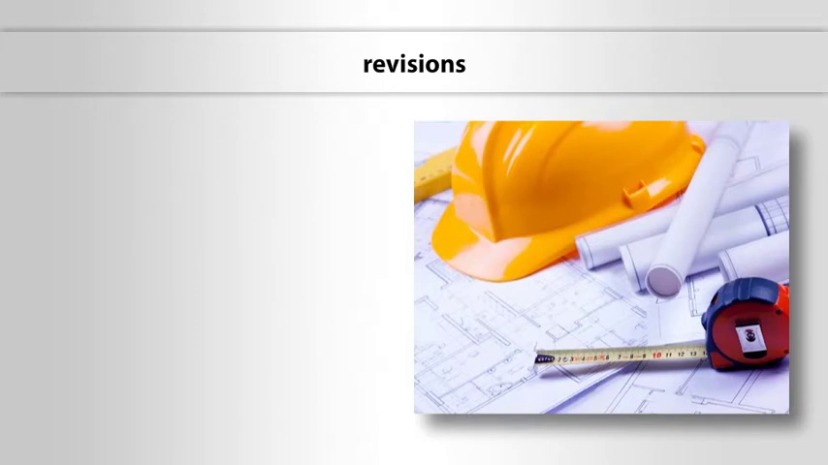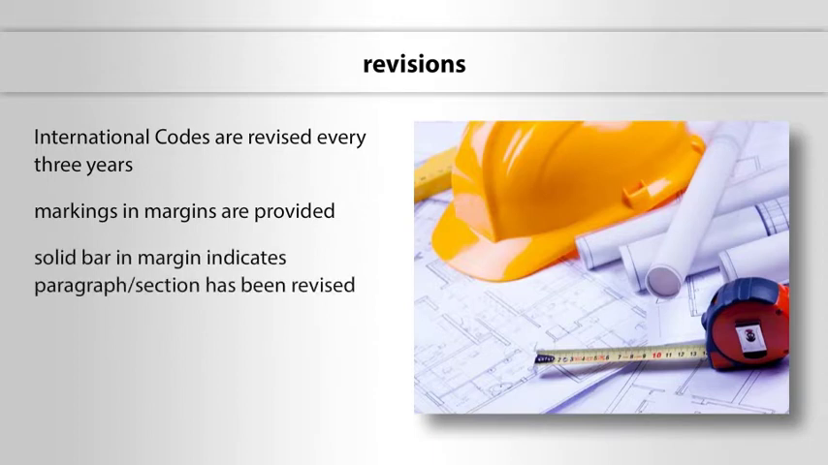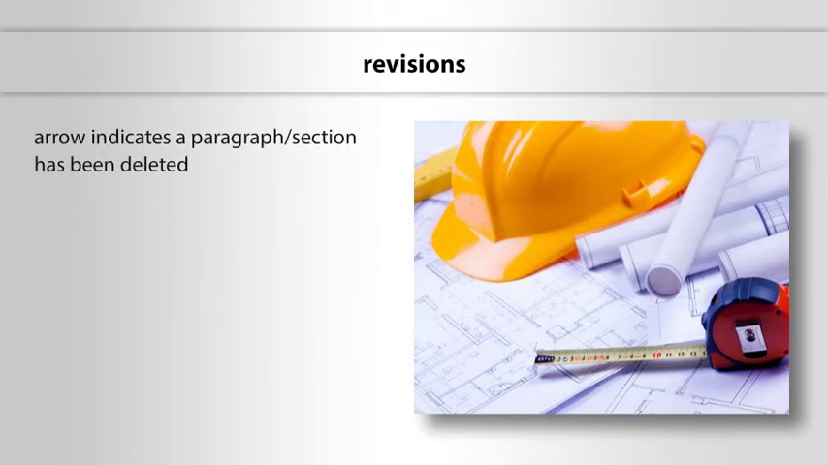As mentioned earlier in this course, the international codes are revised every 3 years. In order to provide users information on what portions of the codes have been revised since the previous edition, markings in the margins are provided. A solid bar in the margin indicates that paragraph or section has been revised since the last edition of the code. An arrow indicates that a paragraph or section has been deleted from the code.